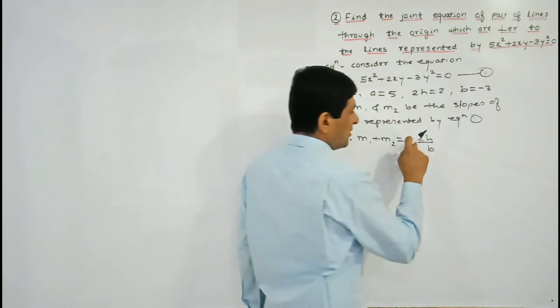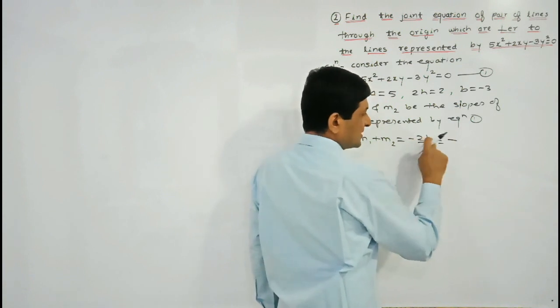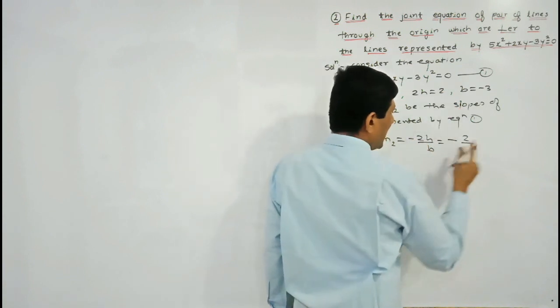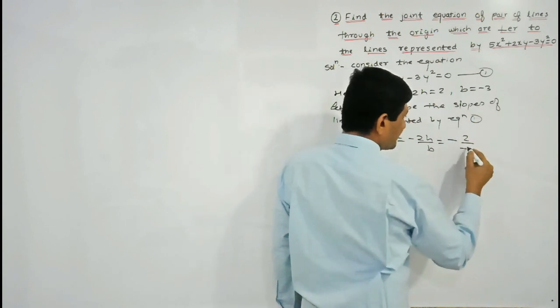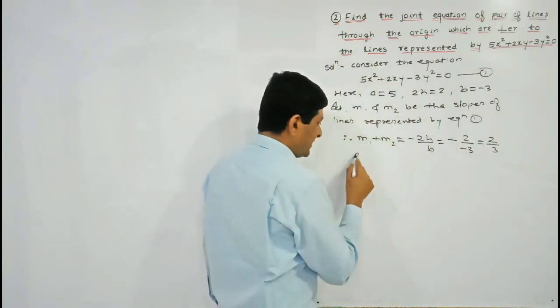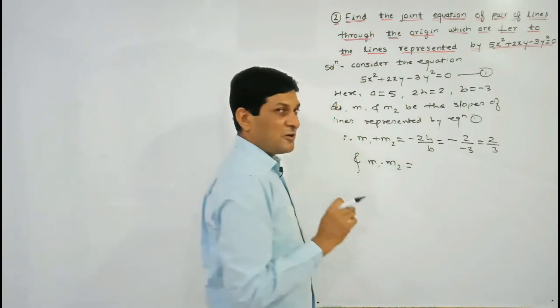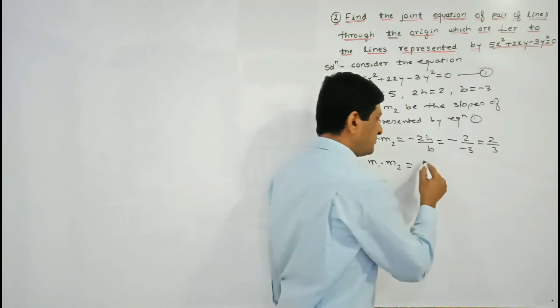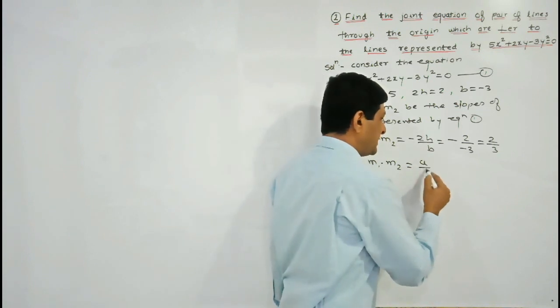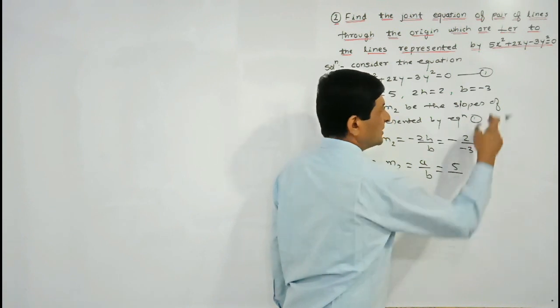So the value of 2h is already known to us. I am keeping minus as it is. Just replace 2h by its value 2 and b by its value minus 3. So minus and minus will get cancelled. We are getting 2 by 3. And find the product of slopes, meaning m1 into m2. What is the formula to find the product of slopes? Product of slopes can be found as a by b, which is equal to a is 5 and b is equal to how much?